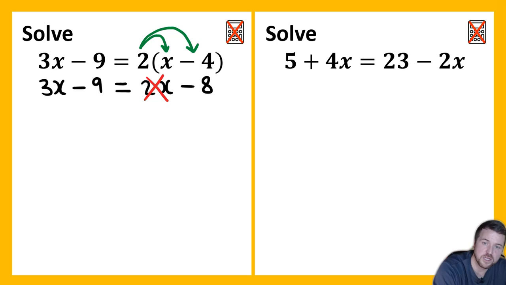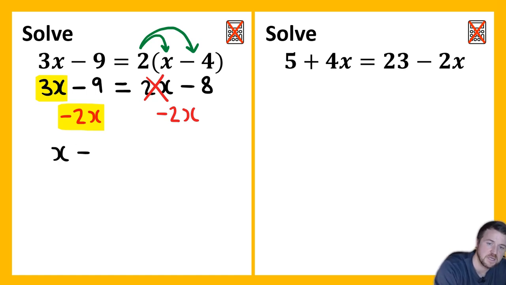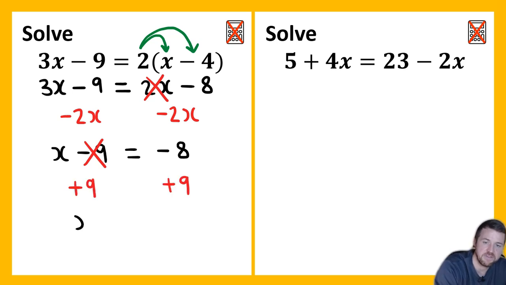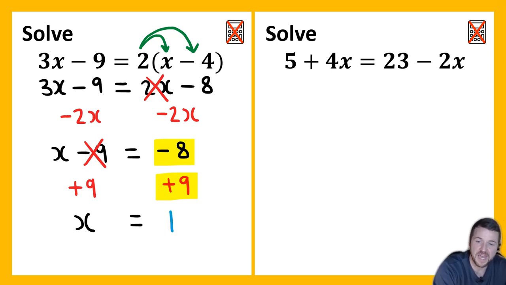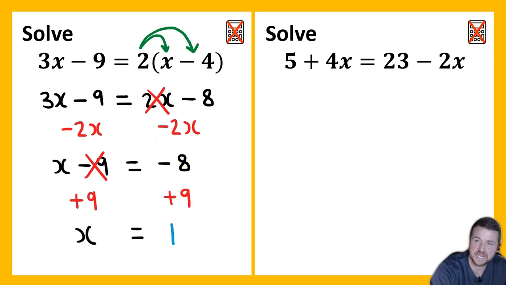Now, similar to the questions before, I can start by subtracting 2x from both sides. 3x take away 2x is x, and I still have negative 9 on the left-hand side, along with negative 8 on the right-hand side. I can add 9 to eliminate this from the left-hand side, leaving me with x, which is equal to negative 8 plus 9 on the right-hand side, and a solution of x equals 1. On to the next question.